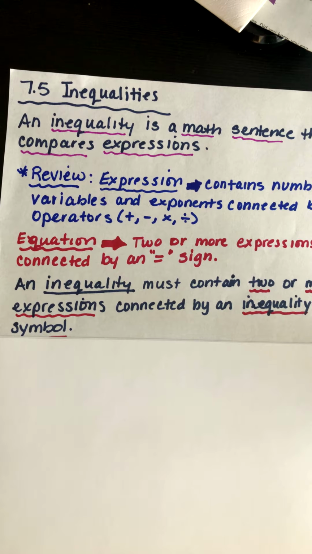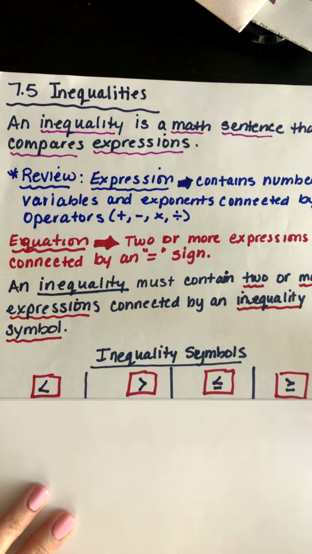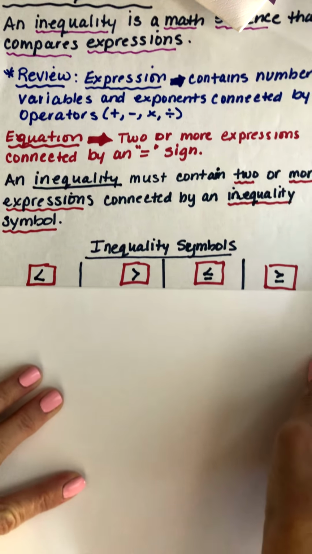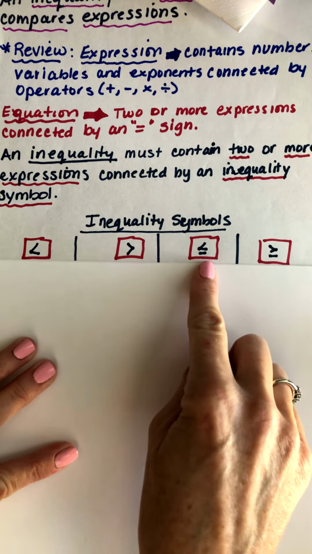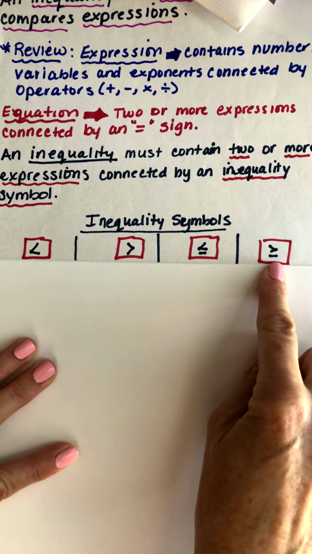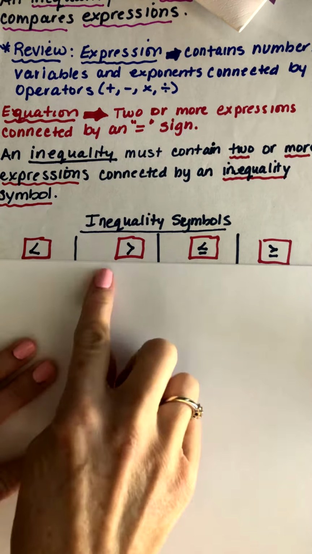So let's talk about what an inequality symbol is. What does it look like? You've seen these before. Now we're going to use them all again. Inequality symbols are the less than sign, greater than sign, less than or equal to sign, and greater than or equal to sign. So when you're writing sentences, such as we did with equations, writing a math sentence, we're going to write an inequality sentence using these symbols.